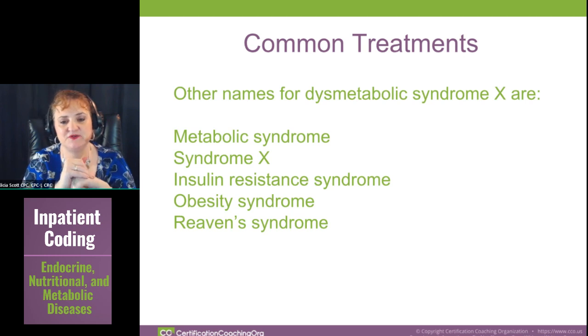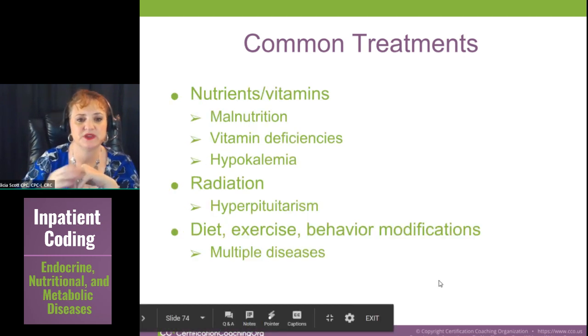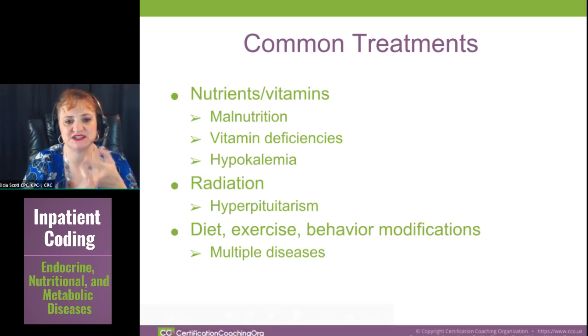Other names for that syndrome X that you might see is obesity syndrome. Nutrients and vitamins, malnutrition, vitamin deficiencies, and hypokalemia will all be under nutrients and vitamins. If we are dealing with radiation, it's usually to treat hyperpituitarism if it's not for cancer treatment. Diet, exercise, and behavioral modifications can help with all of the diseases that we've talked about, but especially diabetes type 2.